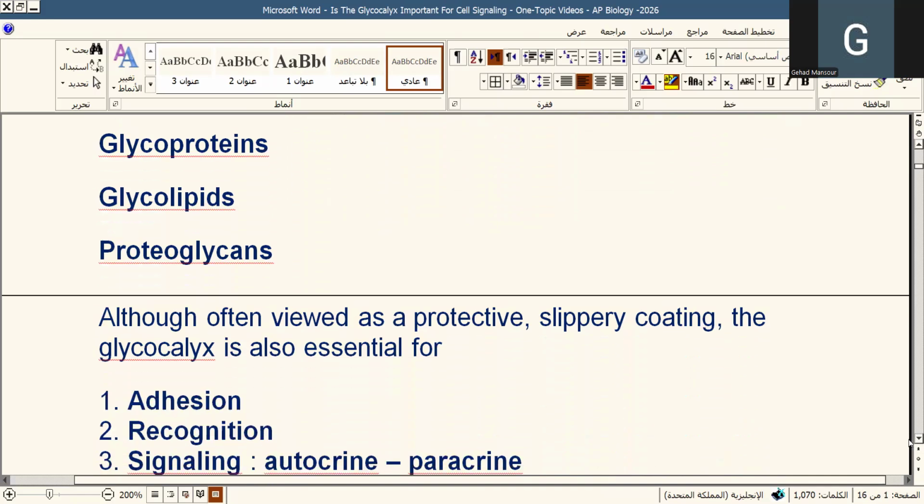And the glycocalyx consists of three main components. The first component is the glycoprotein. When we say glycoprotein, we mean that the molecule is essentially a protein together with a carbohydrate moiety. Or the glycocalyx might consist of glycolipids, and when we say glycolipids, we mean that the molecules are essentially lipid molecules or fat molecules together with a carbohydrate moiety.